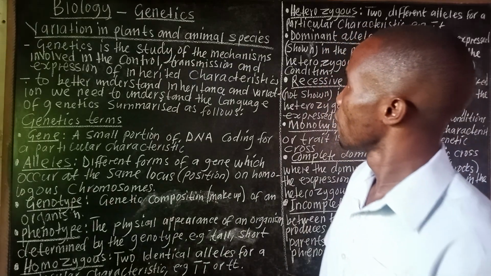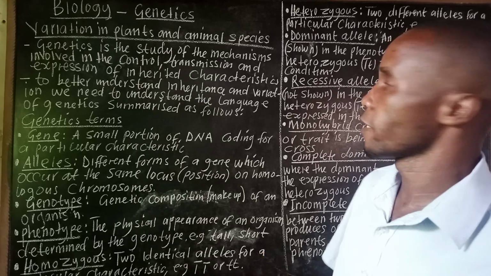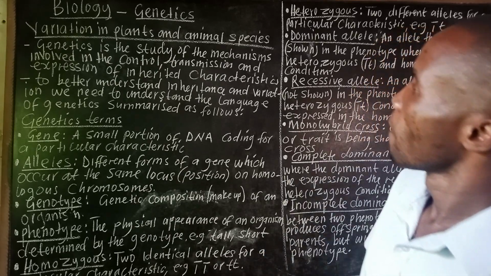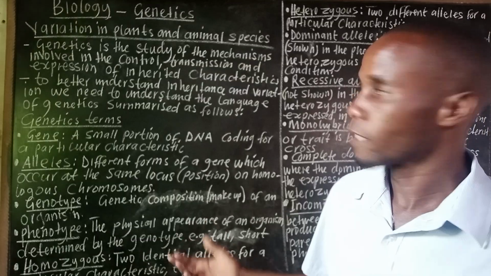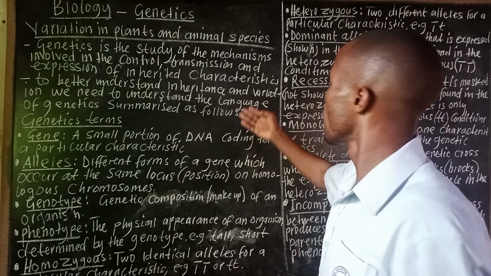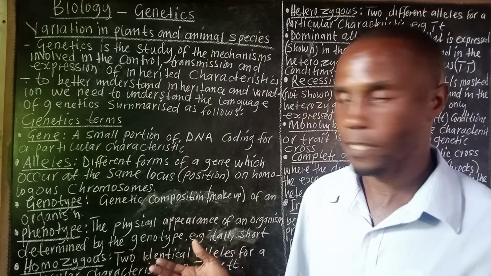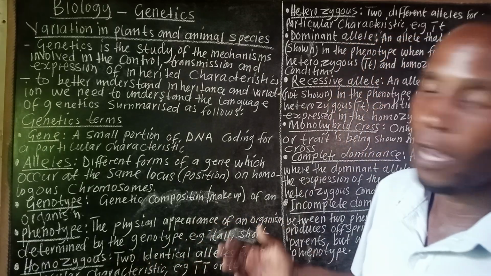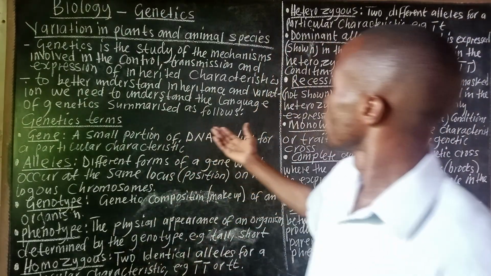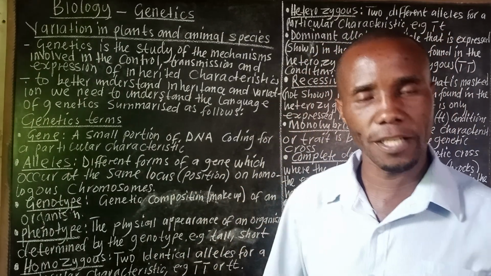Okay, so quickly let us go through the points that I've prepared for you under a topic called genetics. The subtopic for today is variation in plants and animal species. Genetics, what is it? Genetics is the study of the mechanism involved in the control, transmission, and expression of all inherited characteristics. That is genetics.